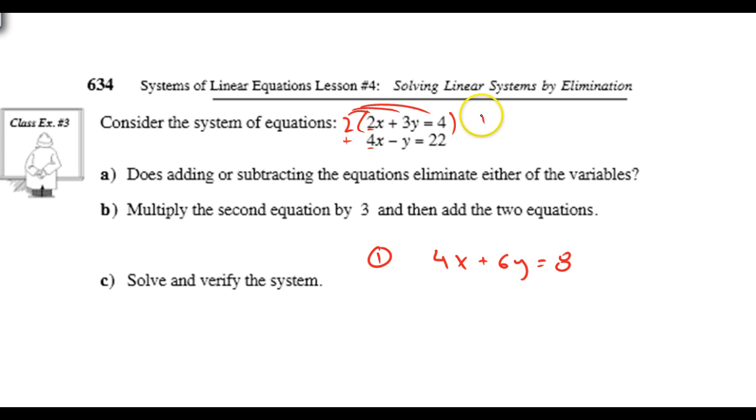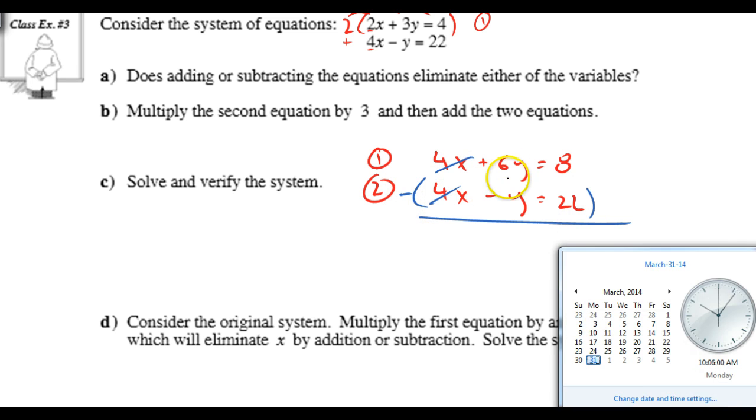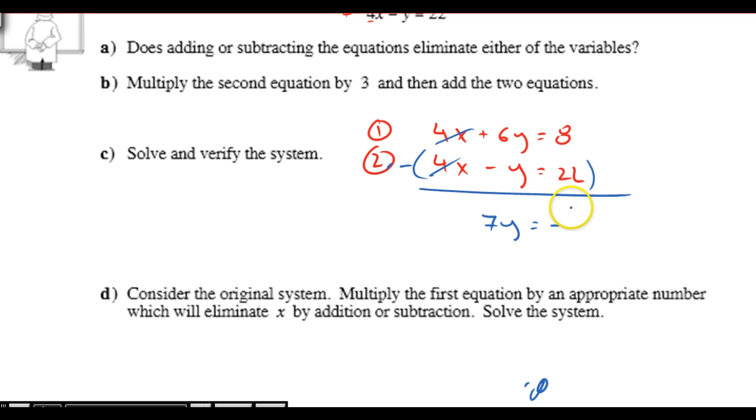Now if I multiply everything here by 2, I'm going to get 4x plus 6y equals 8, and that's the first equation up there. And now the second one is 4x minus y equals 22. I don't have to do anything to the second one. And look at that, just by multiplying by 2, I can now go ahead and subtract the bottom one away, because that's going to get rid of the x's. And now be careful here with the sign. So 6y minus y is actually 7y. 8 minus 22 is going to give me negative 14, and then y equals negative 2.